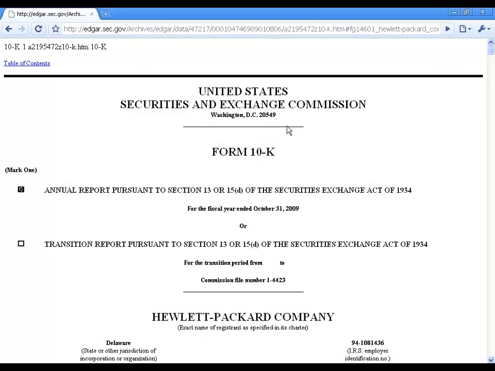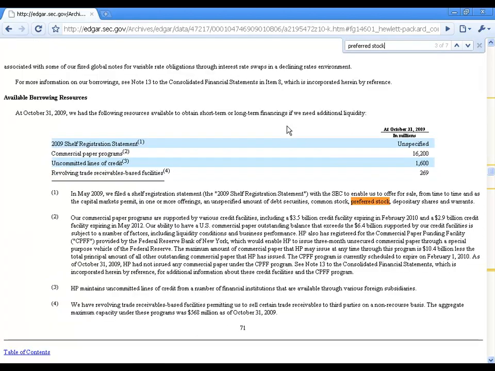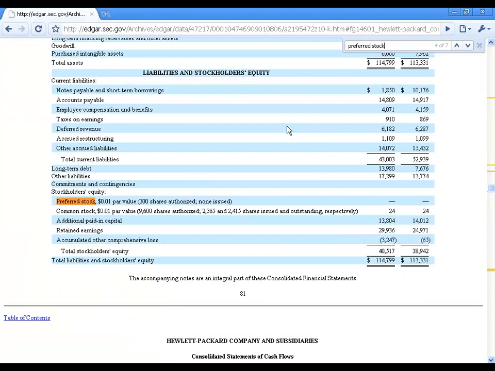For preferred stock, I'm going to do a search for preferred stock now. Once again, this should be listed on the balance sheet. So here we see it. 300 shares authorized, none issued. So preferred stock is also 0.